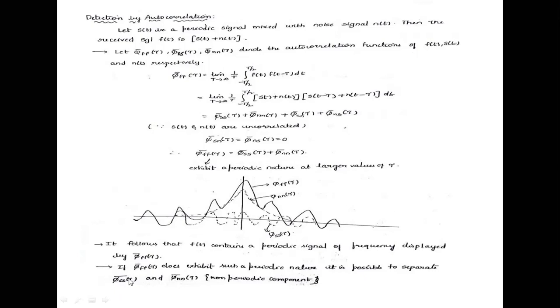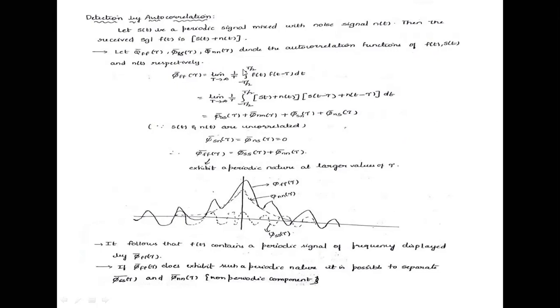s is the input signal, and it is added with the noise signal n. f is the output, with φff(τ), φss and φnn. n is the noise signal, s is a periodic signal, and f is the output signal. Denoted the autocorrelation functions of f(t), s(t) and n(t) respectively. φff(τ) is the autocorrelation function for the output function.